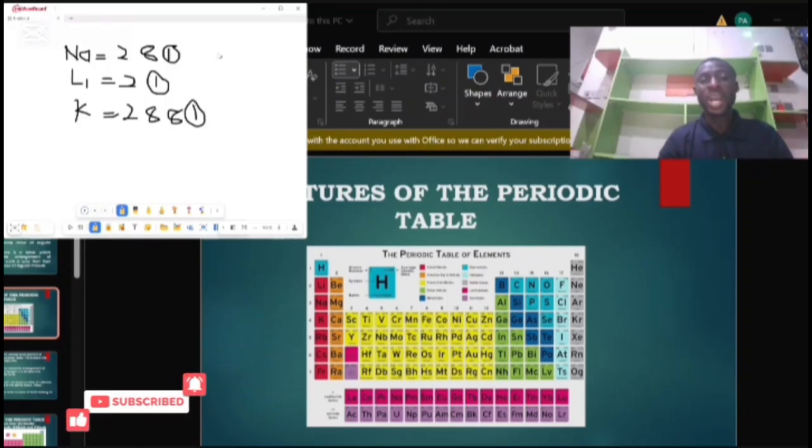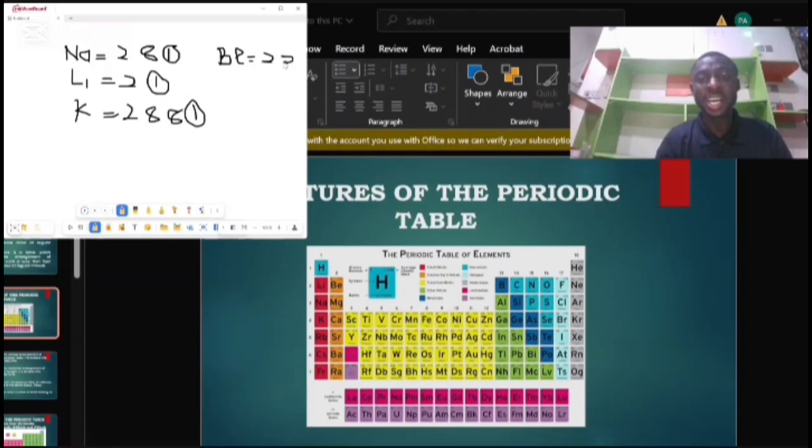For instance, let me go to group 2. From group 2 we have beryllium, Be, and that is atomic number 4. If you write the electron configuration of beryllium, that will be 2, 2. The electron configuration is 2, 2. So what is the valence electron here? The valence electron here is 2.